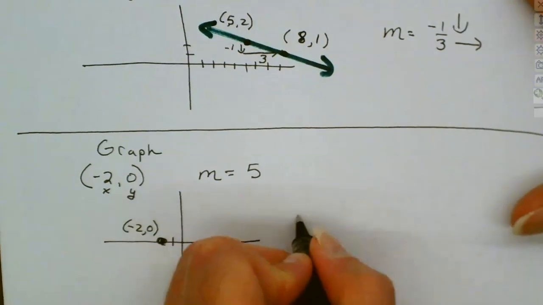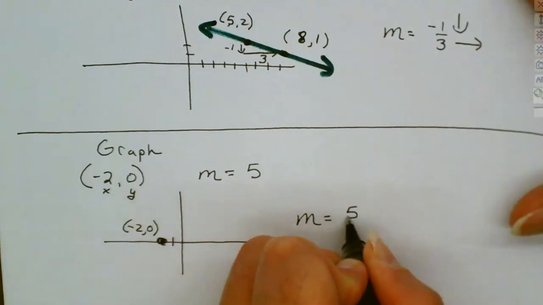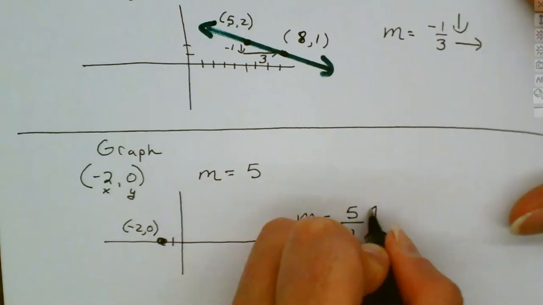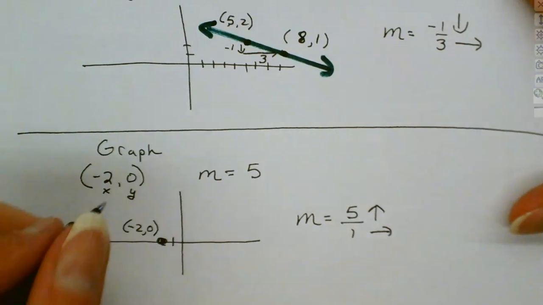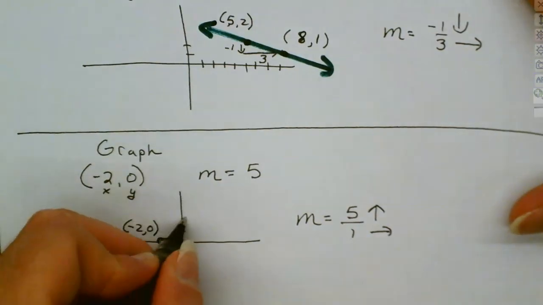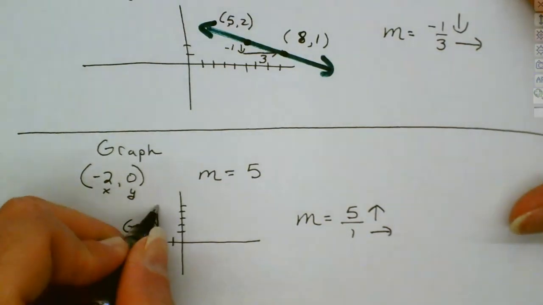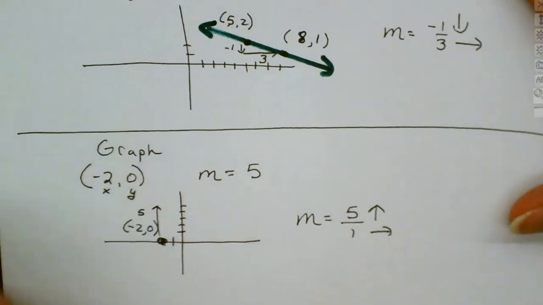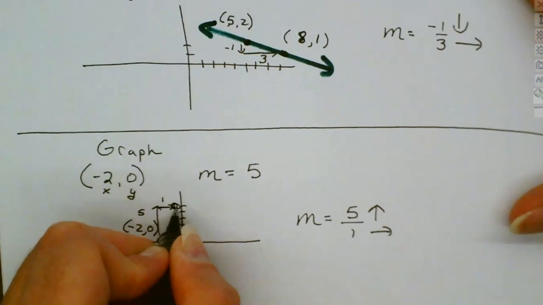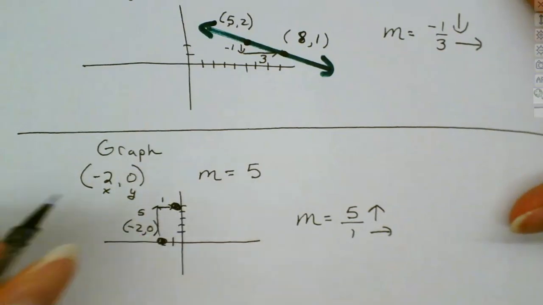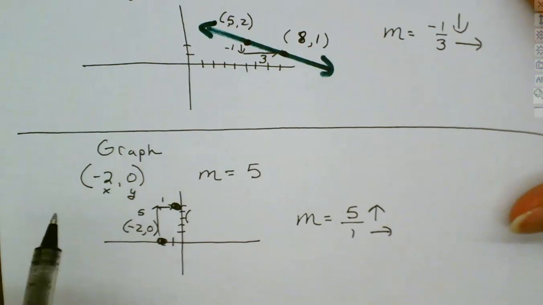Now, what is my slope? 5. So I'm going to write that as 5 over 1, and that's your rise over your run. So you're going to go up 5 units, and then over 1 unit. And then that's going to be our second point, and I'm going to go ahead and label that point.